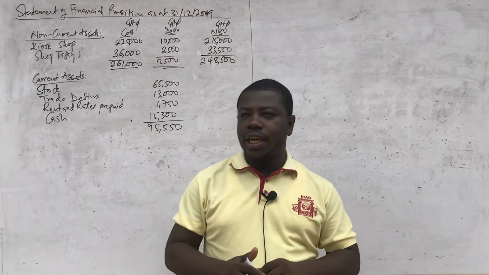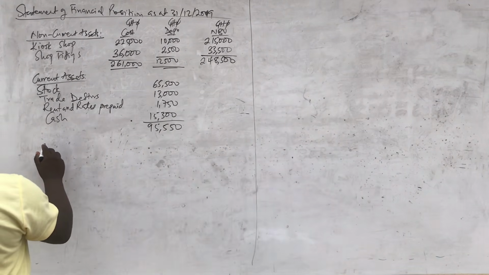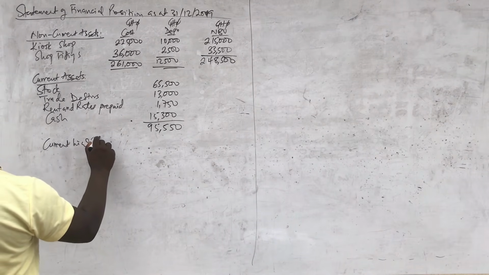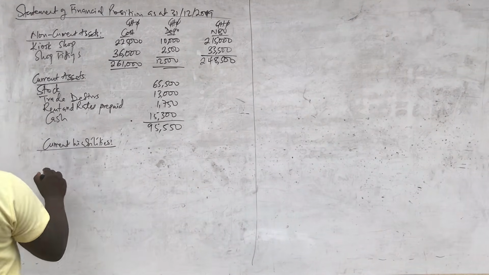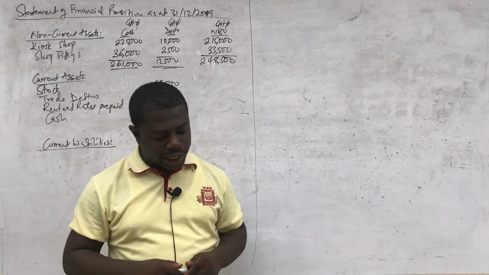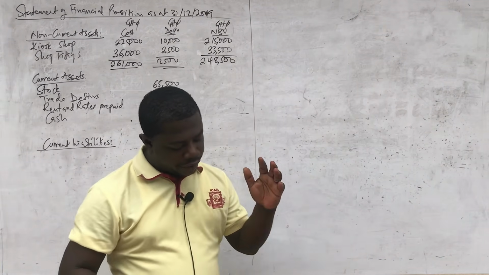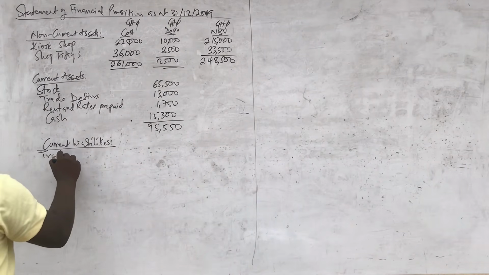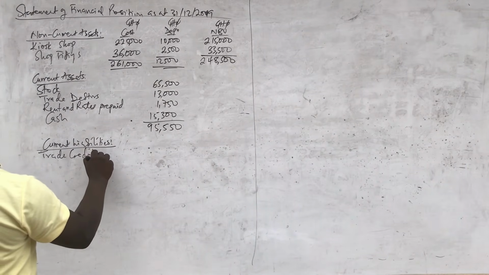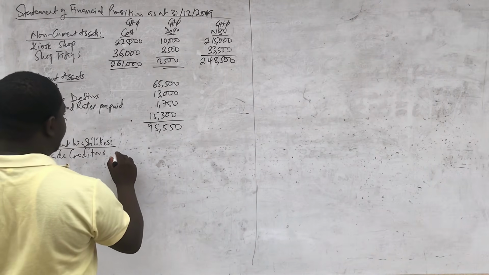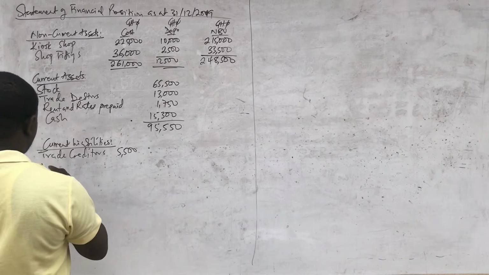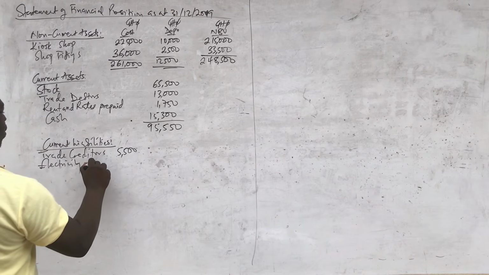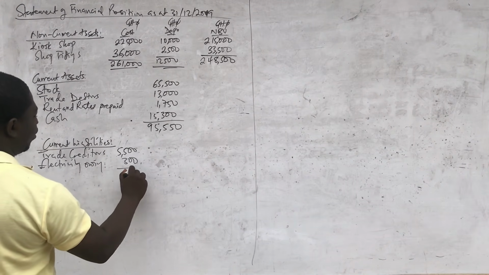And then from there, we can take out our current liabilities. With the current liabilities in this question, there are only two. We have the trade creditors and the electricity owings. So we have trade creditors. We are picking the closing balance, which is 5,500. And there was electricity expense owing, also for 300.